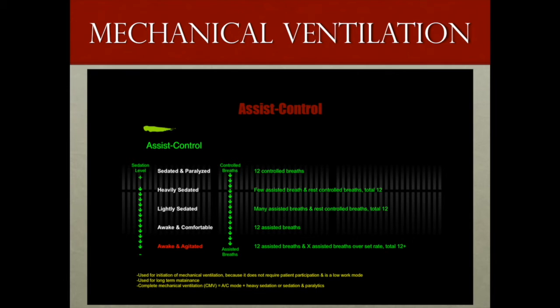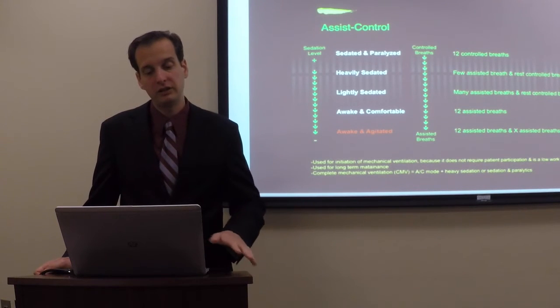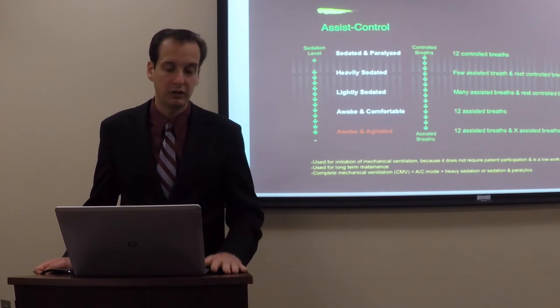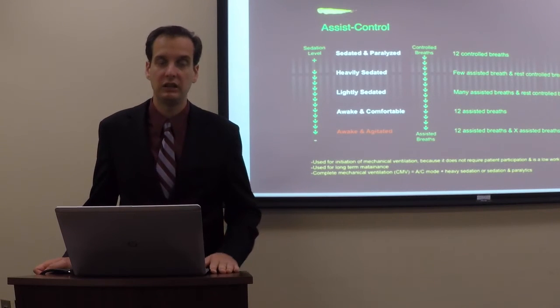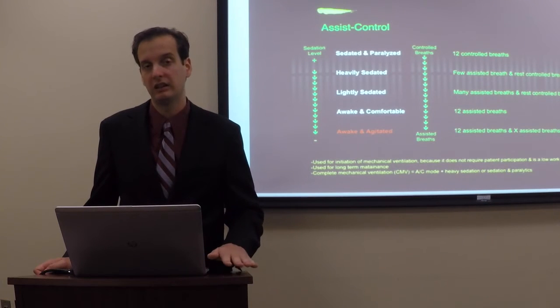Because assist control is such a low work mode of ventilation, it is good for the initiation of mechanical ventilation. You can have a patient who is sedated and paralyzed, and they will successfully be ventilated with 12 controlled breaths. It is also good for long-term ventilation, and it is important to know that sometimes if a patient is fully sedated, or sedated and paralyzed, such that they are only receiving controlled breaths, this is called CMV, or complete mechanical ventilation, meaning that the machine is doing all of the work. It's starting the breaths, and it's delivering the breaths, and it's stopping the breaths.